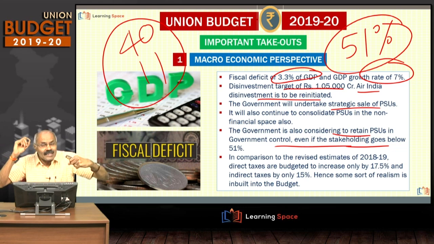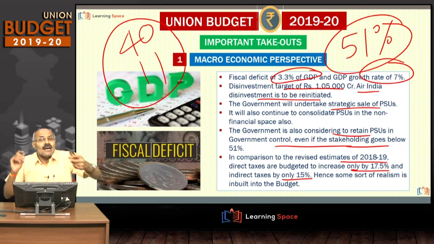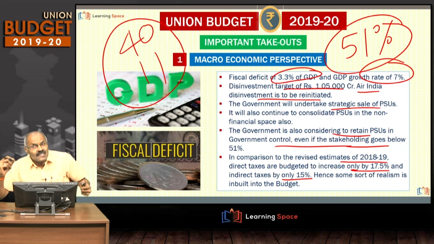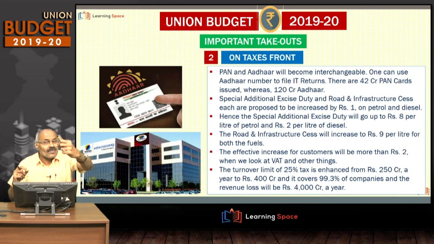Another important aspect is, in comparison to the revised estimates of 2018-19, direct taxes are budgeted to increase by around 17%, indirect taxes by around 15%. So therefore, some sort of realism is inbuilt into the budget. This is about the macroeconomic perspective. On the taxes front, 4-5 important points I would like to tell you.